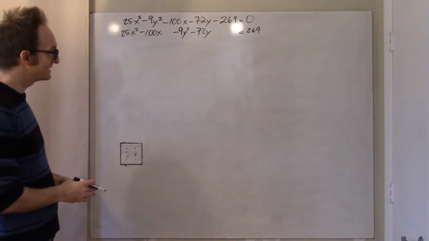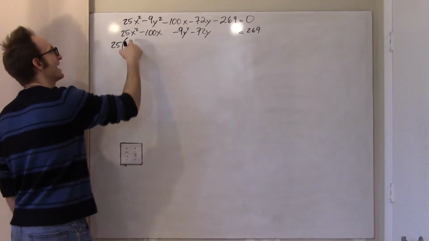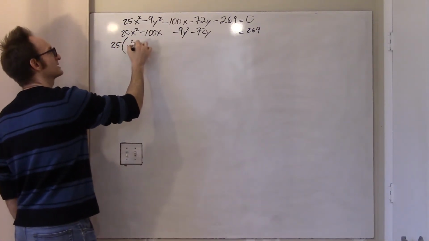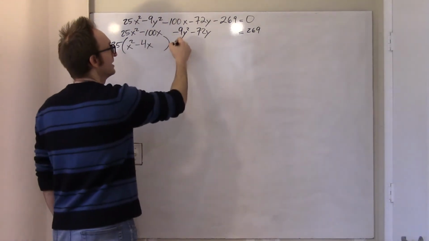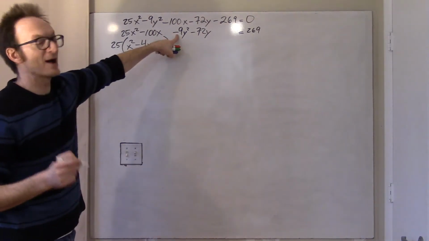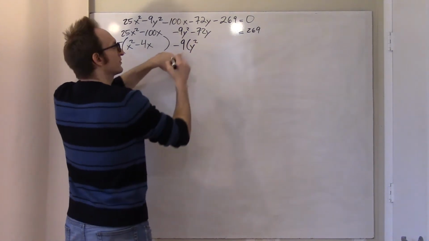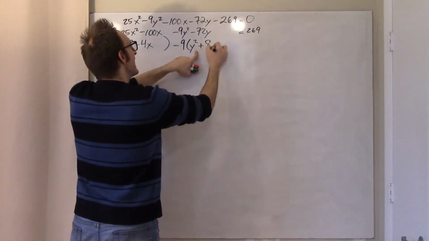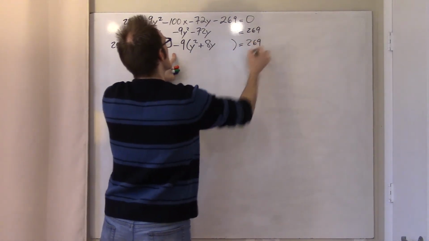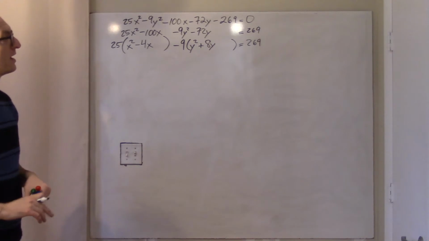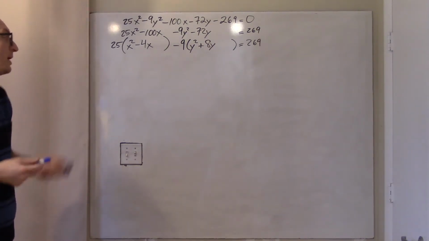Okay, well, I need to complete the square in both variables. So I need to factor out 25, and when I factor out a 25 here, I get x squared minus 4x. Great. And now here, I have to be very careful because I'm factoring out a negative 9. And if I factor out a negative 9, then I'm left with y squared plus 8y, equals 269. And now we sort of can't go wrong, right? Because what's next? We need to complete the square.